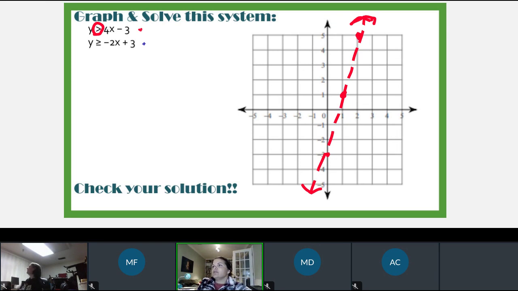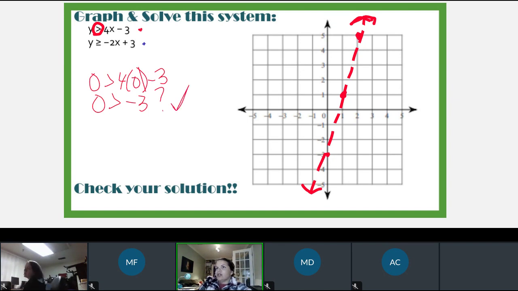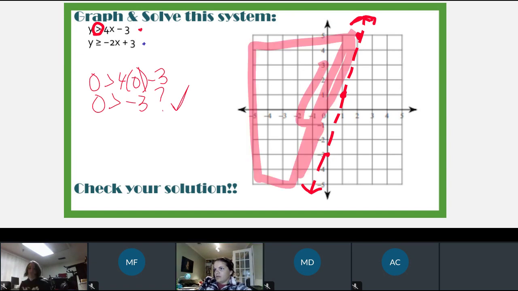All right, now let's go ahead and use a test point. I like to use 0, 0 as my test point. So I will have 0 is greater than 4 times 0 minus 3. So is 0 greater than negative 3? Yes. So that means I'm going to shade in red the side that contains 0, 0. So that would be to the left here. All of this.